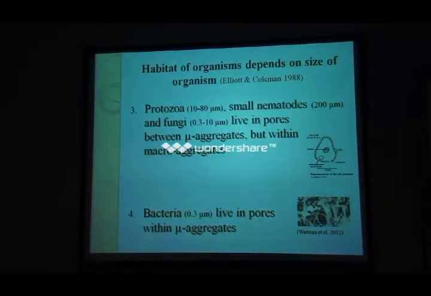These organisms all need room to be there, but they also need room to move, and they need access to nutrients and water. So the pores have to be bigger than the organism, but they need to be small enough to keep out the predators. For example, bacteria, which live in these tiny pores, are protected from, say, protozoa in particular, who are predators on bacteria. So they're protected in the pores.